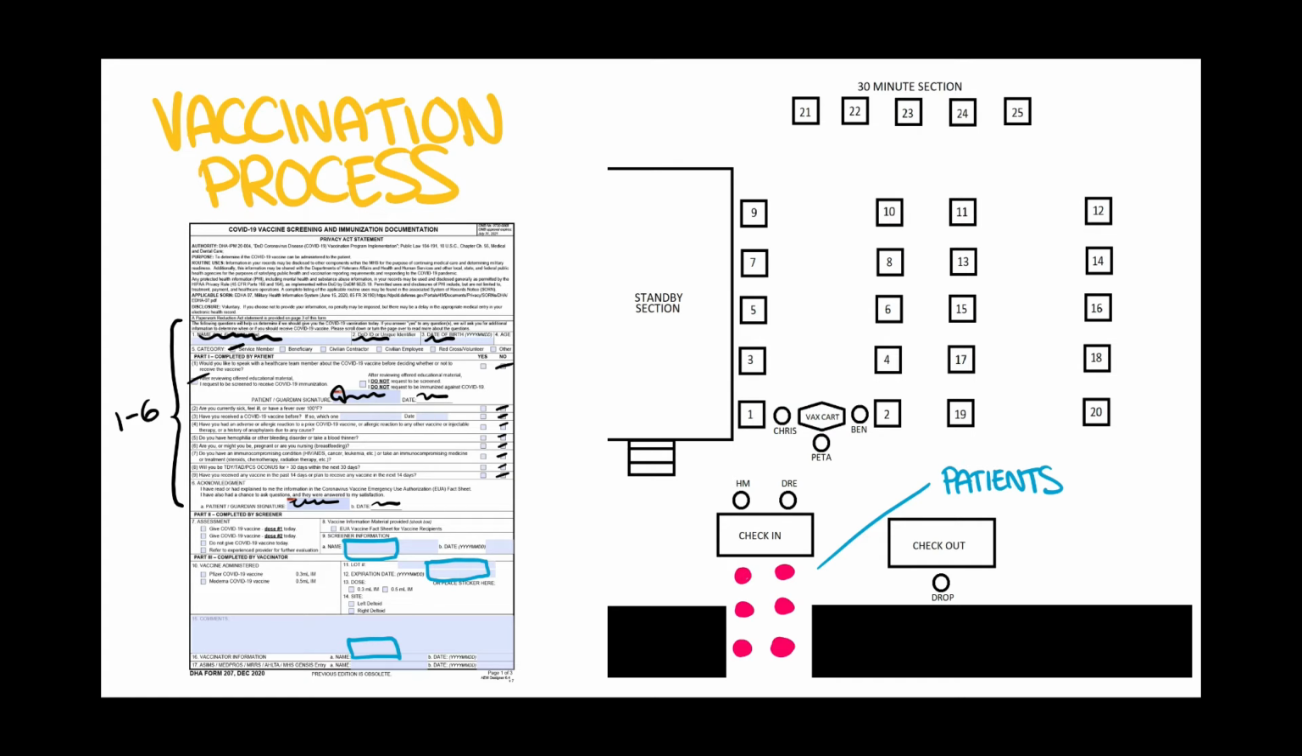And on these 3 blue squares right here, we're going to be putting stickers instead of writing by hand the screener and the vaccinator information and the lot number and expiration date. We're just going to have barcodes that already have all that info in there, and we can just stick them.